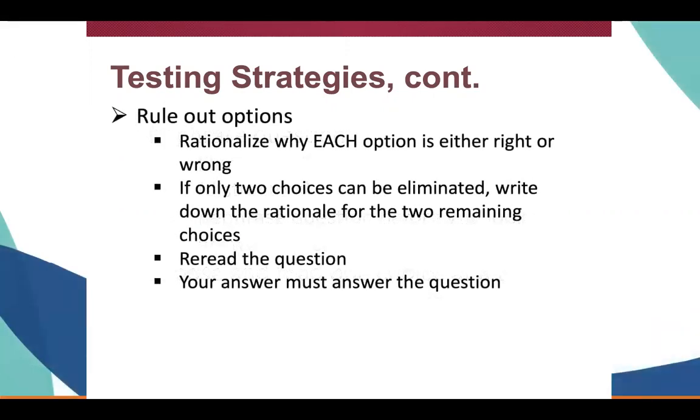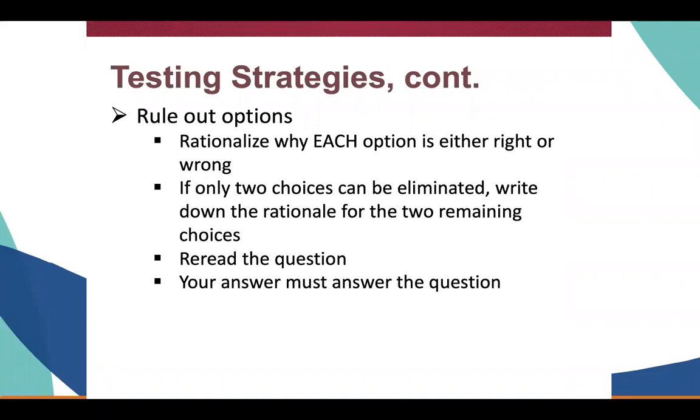Rule out options. Rationalize why each option is either right or wrong. You can usually identify one or two options that are clearly the correct choices. If only two choices can be eliminated, write down the rationale for the two remaining choices. Reflecting on what you know about the subject and related principles will help you differentiate between the two remaining options. Reread the question, make your decision based on which rationale is more reflective on what that question is asking.